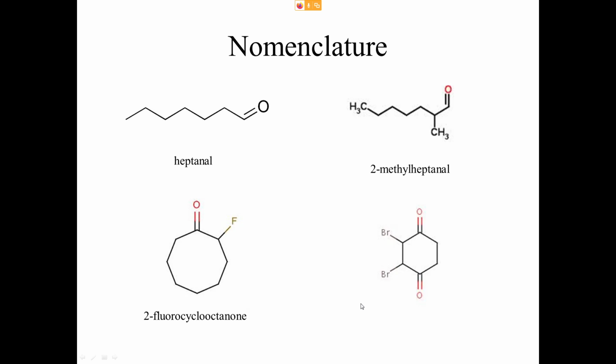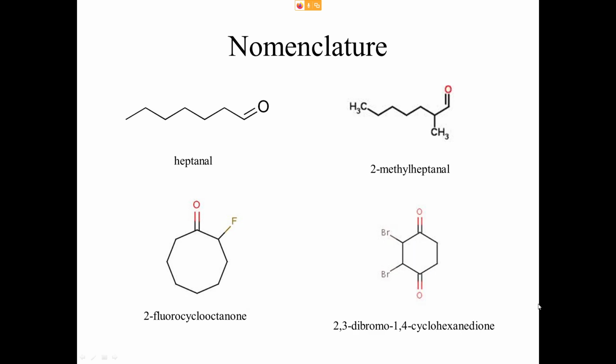And then very last thing, I have some substituents. 2, 3 bromo. How many bromos? Dibromo. So 2, 3, because I could choose either one as number 1 and go through these two to get to the other, so they're going to be on 2 and 3. So 2,3-dibromo, and then 1,4-cyclohexanedione.